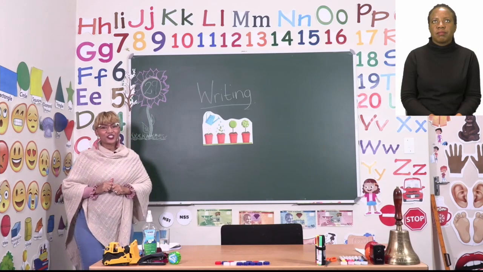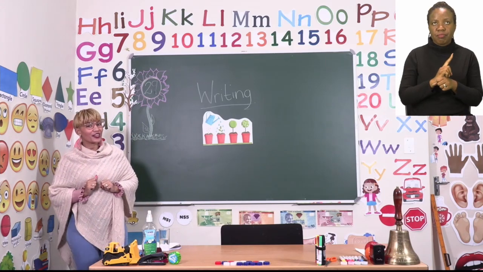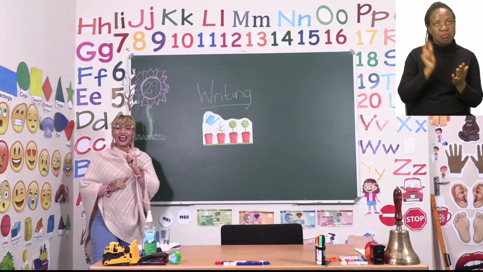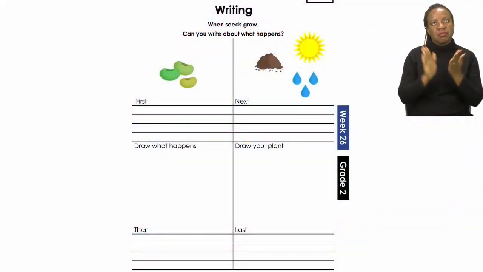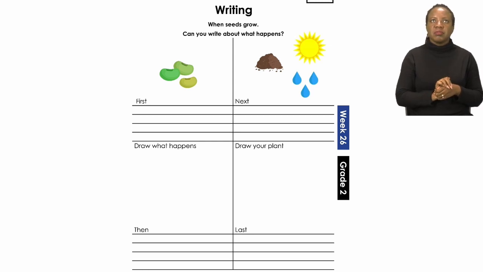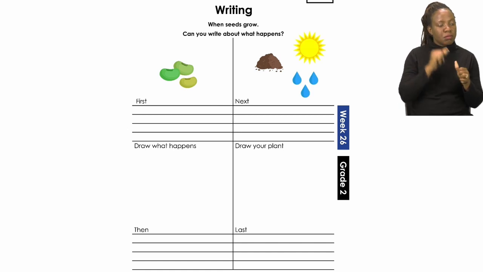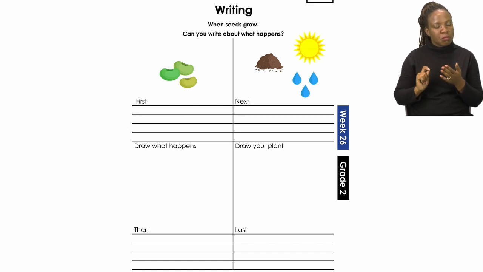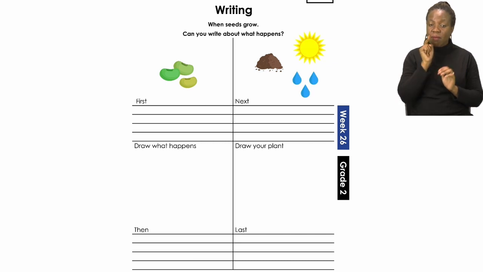Our first lesson for today, boys and girls, we are going to do some writing. Let's turn our booklets to page 29. Now here it says, when seeds grow. Now everyone, we need to remember we have to write and create a little story. It says there, can you write about what happens? What happens when you grow seeds?